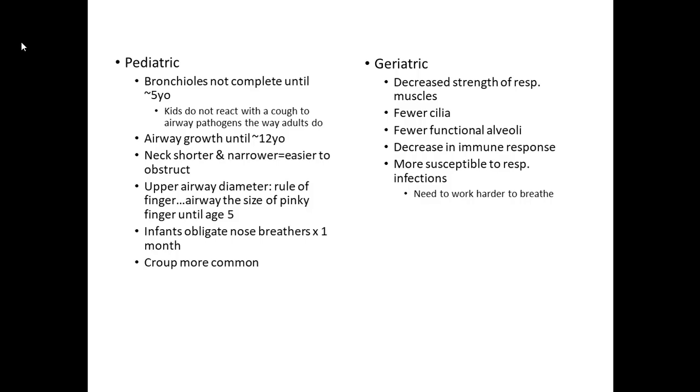In the elderly, their respiratory muscles are not as strong as they used to be. All their muscles atrophy and they cannot cough, deep breathe, get rid of all the secretions and all the crud as well as they used to. Their alveoli are not working as well. Their cilia are not working as well. And their macrophages are not working as well.